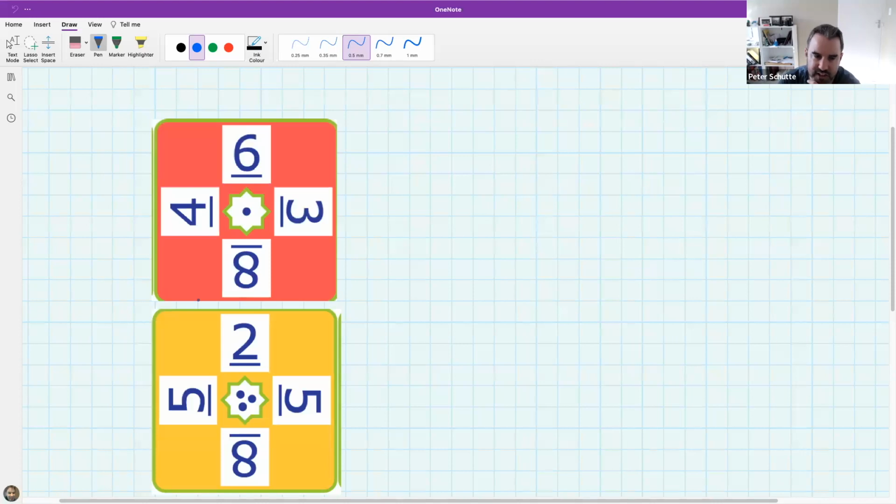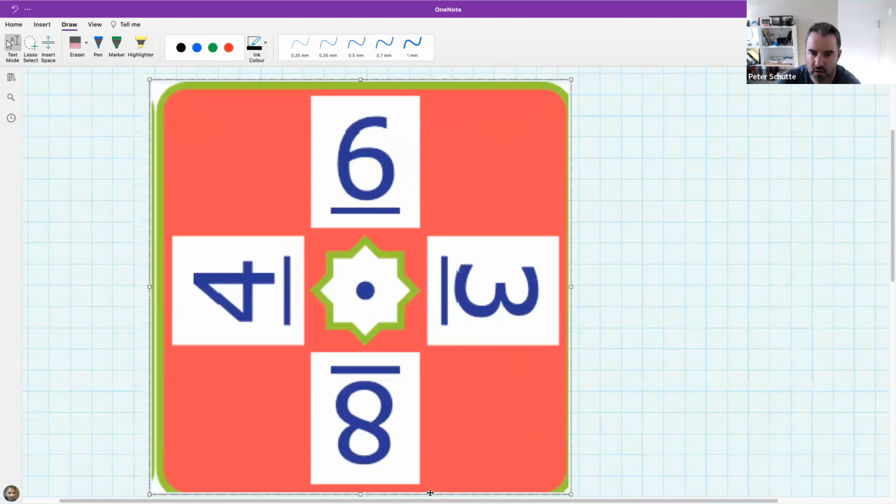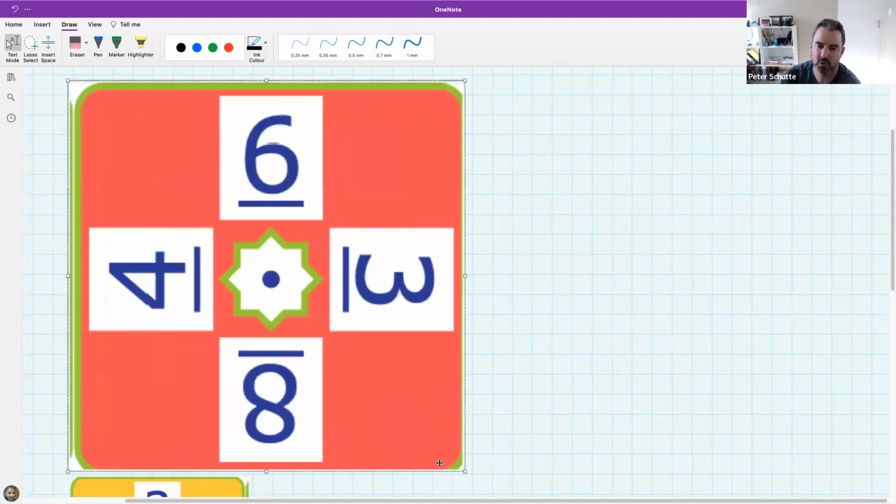This is a 6. Let's just do the red one. We don't have to do the other one. Can we make 24 using these values?